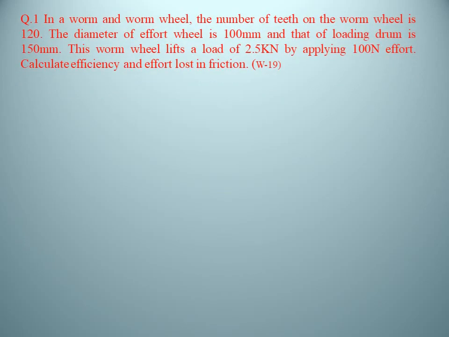Okay. Let's come towards the first problem. In worm and worm wheel, the number of teeth on the worm wheel is 120. The diameter of the effort wheel is 100 mm and that of the loading drum is 150 mm. This worm wheel lifts a load of 2.5 kN by applying 100 Newton effort. Calculate efficiency and effort loss in friction. This example was asked in the exam winter 2019.